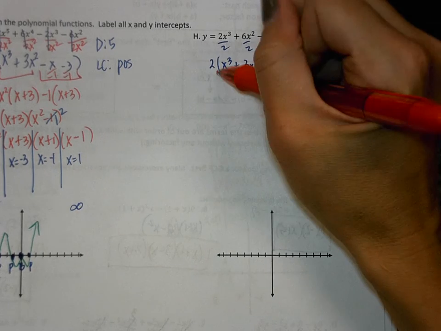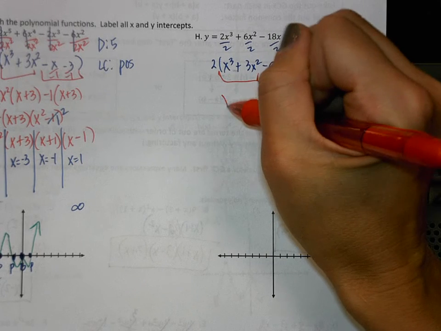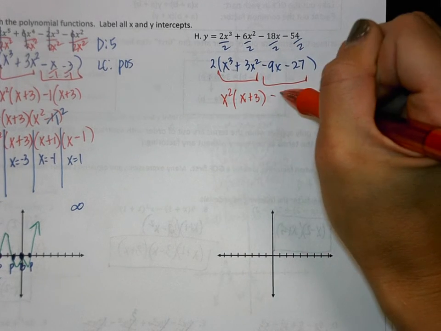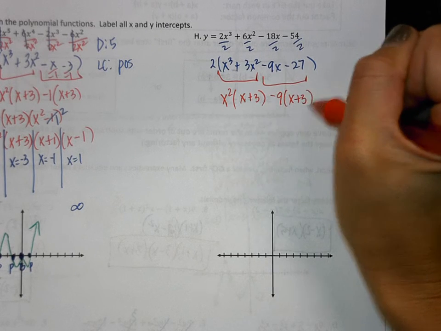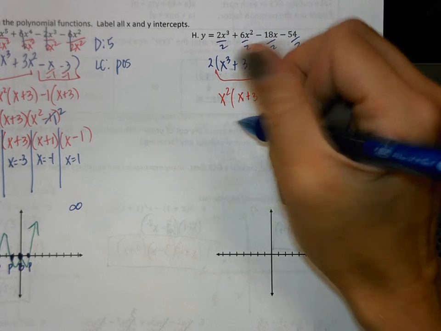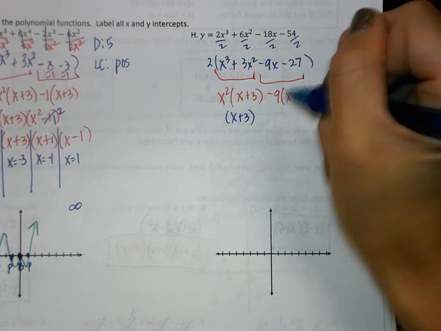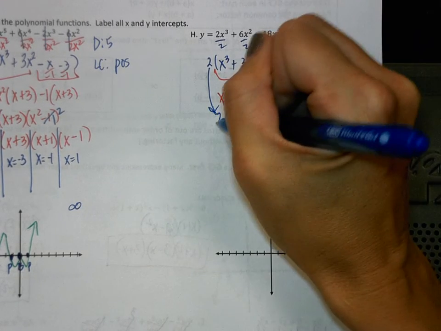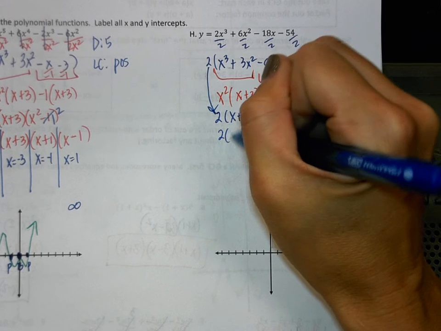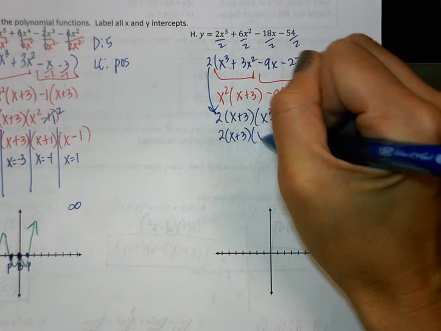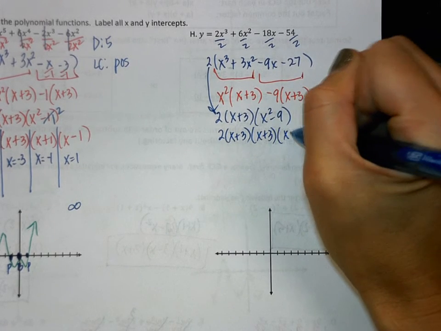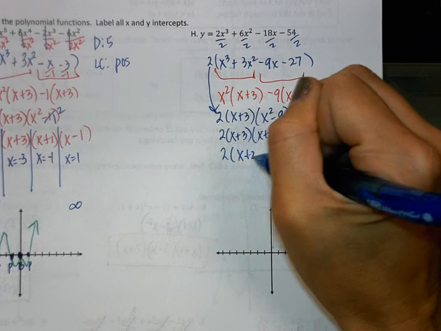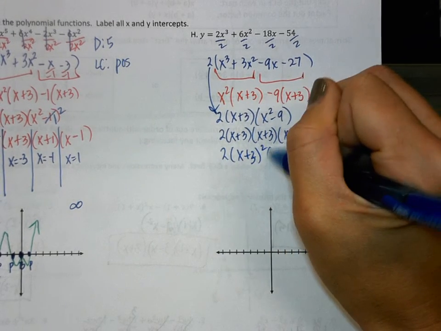I group these, and I have x squared, and then x plus 3. Here I factor out a negative 9, and I have x plus 3. So my GCF is x plus 3, and I'm left with x squared minus 9, and I still have my 2 in front. This can be factored further, so I have x plus 3 and x minus 3 for my difference of squares. I notice that there's two x plus 3's, so I write that as x plus 3 squared, and then I have x minus 3.